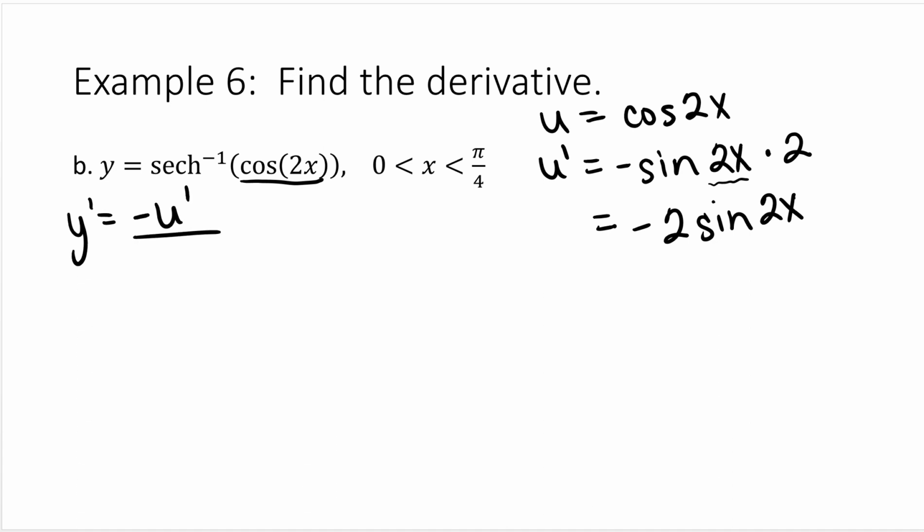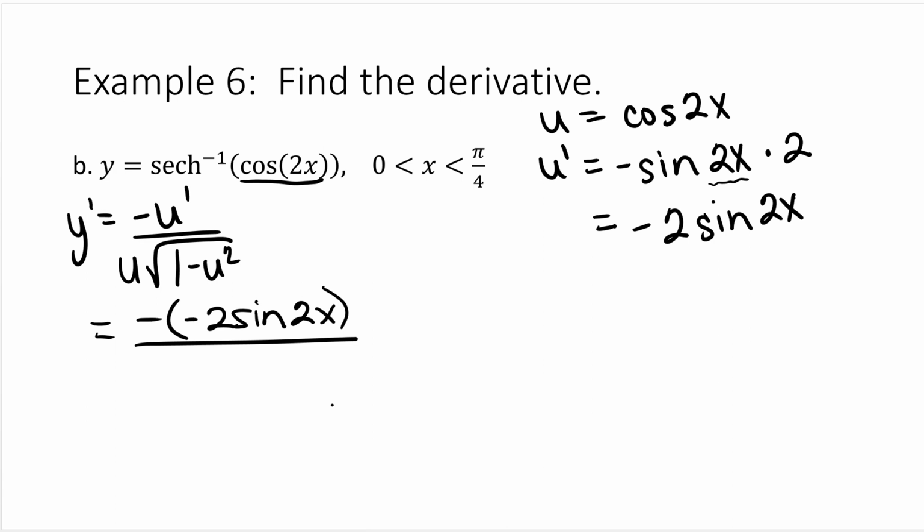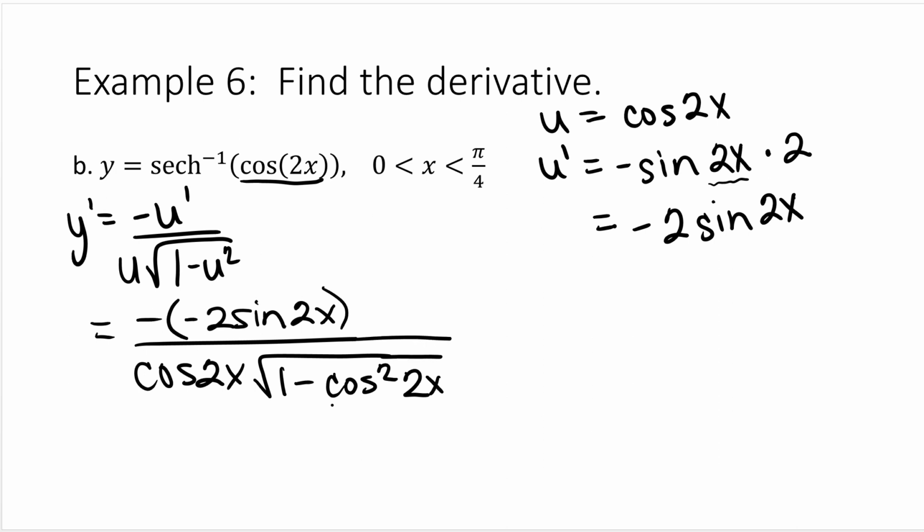Giving that starting point here. So as I look at negative u prime, I have the opposite of our u prime that we just found, which was negative 2 sine of 2x, all over u, which was cosine of 2x, times the square root of 1 minus u squared, so 1 minus the cosine squared of 2x. And then as we're simplifying this, notice that in the top, these two negatives, a negative times a negative, would just give me a positive 2 sine of 2x.